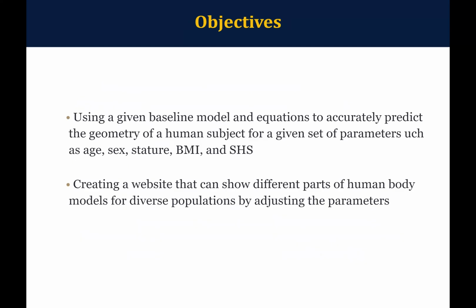Our team aims to create a website that can generate parametric human models by changing the parameters, including age, sex, stature, BMI, and SHS from users. And the output models should be predicted accurately. Not only do we want to allow users to be able to obtain their desired finite element human models in different formats, but also we want to provide a good user interface that makes everyone feel comfortable with using the functionality provided by this website.